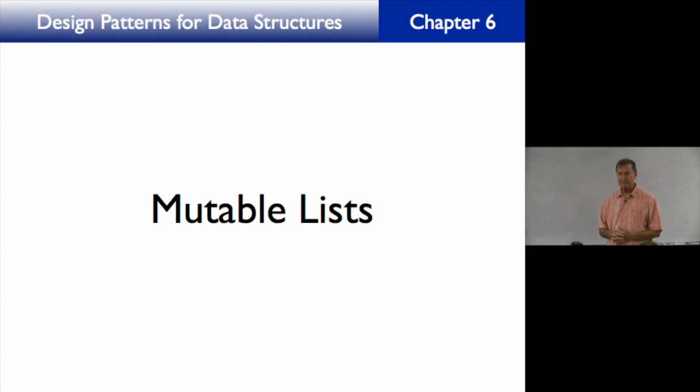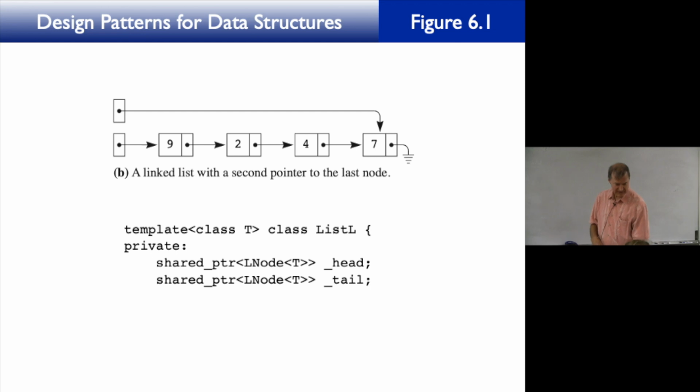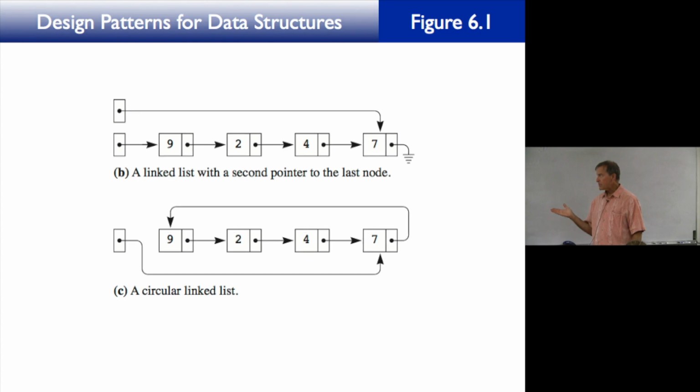This is chapter 6, mutable lists. And what does mutable mean? Change. It means that they can be changed. Then we looked at these classic linked list implementations, the simple one in part A. In part B, we looked at having a list with a pointer to the last node as well as the first node, and that gave us big theta of 1 access to the end node. And then in part C, we said, aha, you can do it without that if you make the list circular and have a link to the last one, and then you can access the last node and the first node in time big theta of 1.